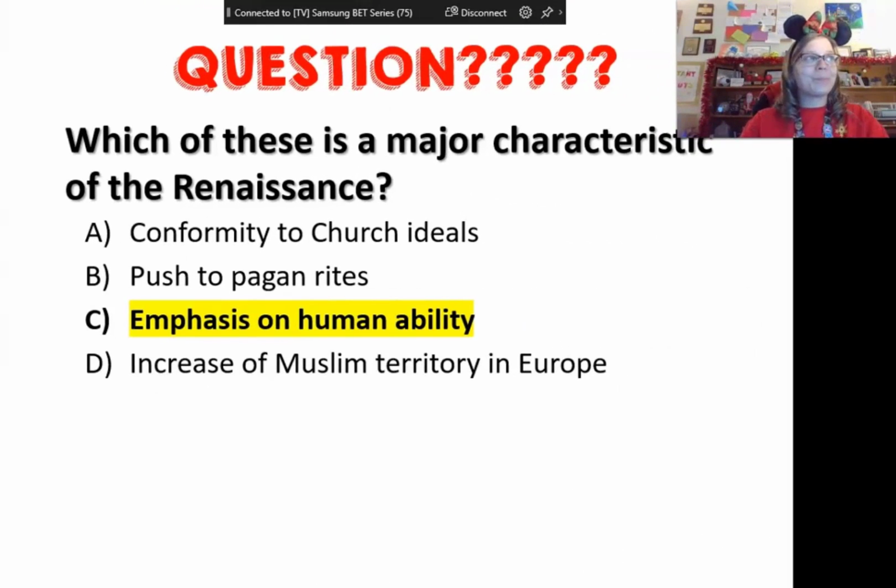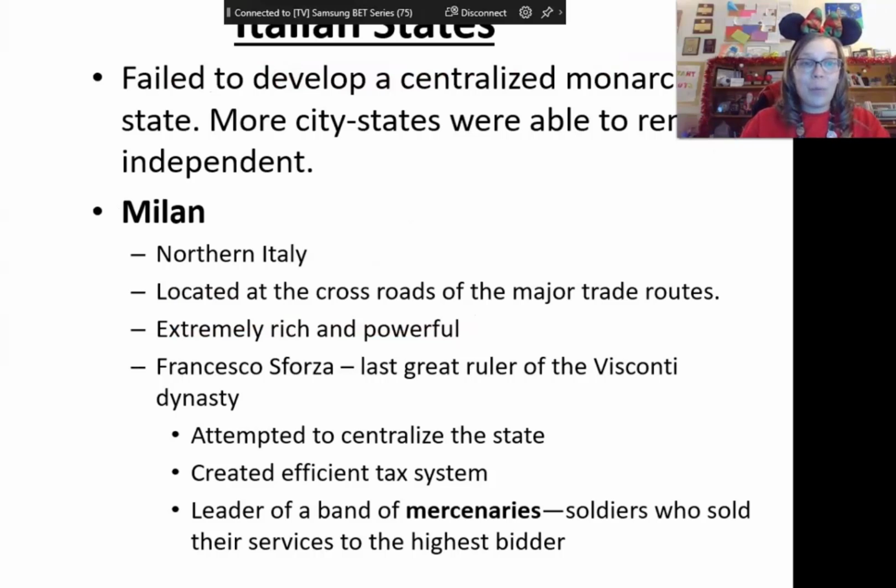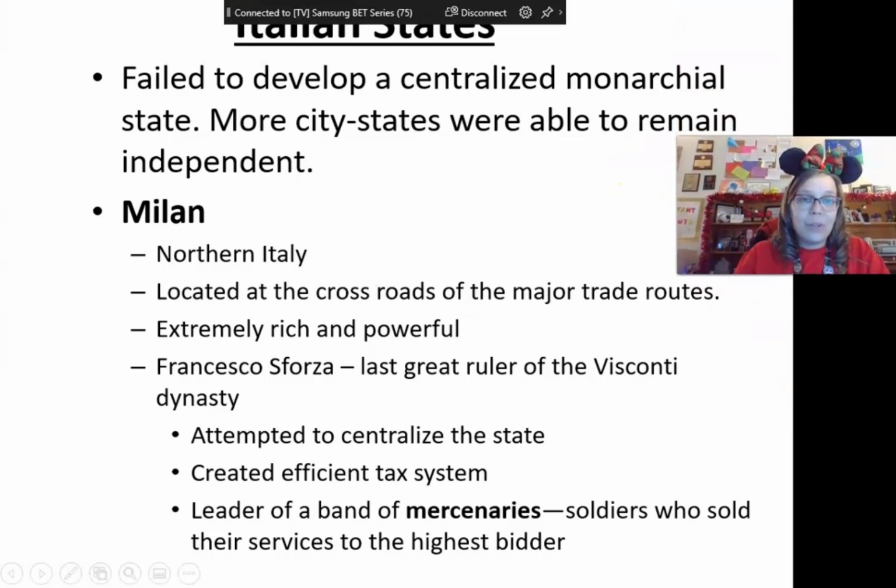Good job. Okay, so now let's talk about some of these major cities that are sort of centers of economic, social, and political activity in Italy. So these are the Italian states. So Italy failed to develop a strong central monarchy as their government. And so what happened was that they developed into more city-states that were able to remain independent of any kind of national level of governing. And so you have city-states that run themselves.